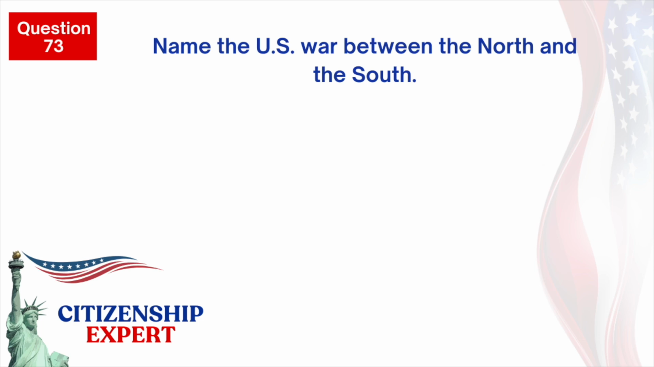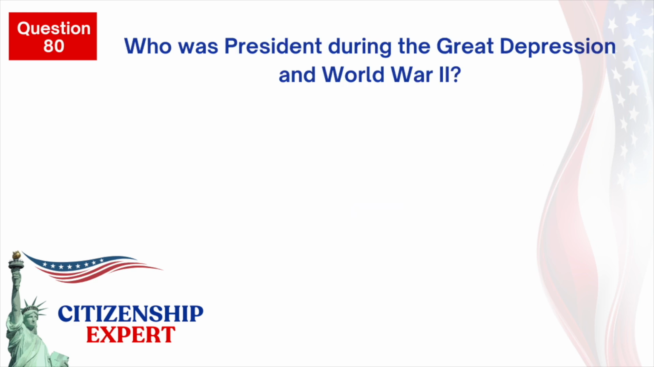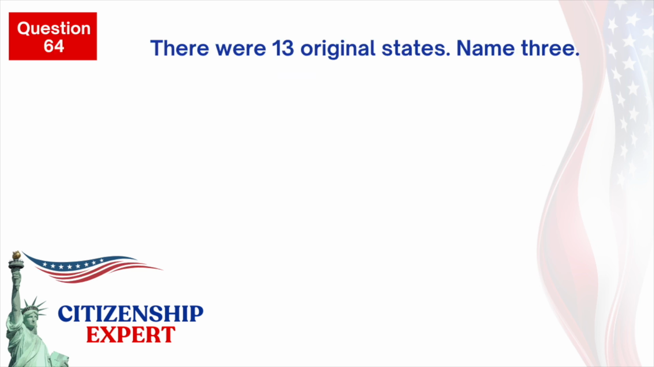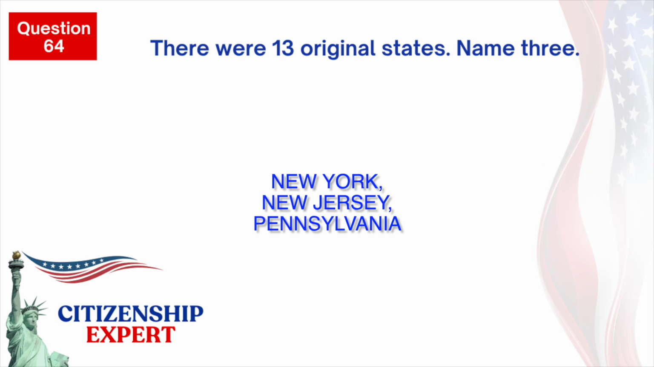Name the U.S. war between the North and the South. The Civil War. Who was president during the Great Depression and World War II? Franklin Roosevelt. There were 13 original states. Name 3. New York, New Jersey, and Pennsylvania.